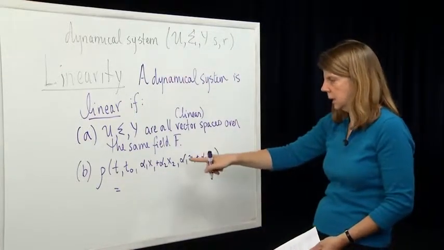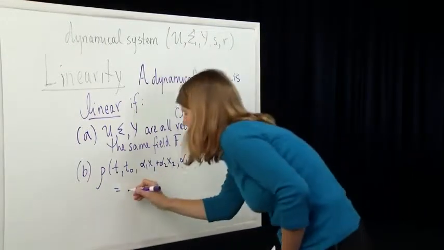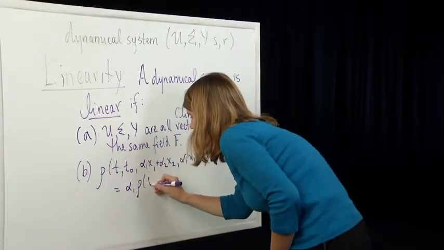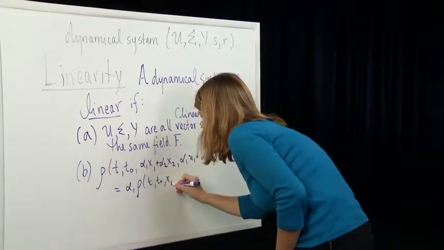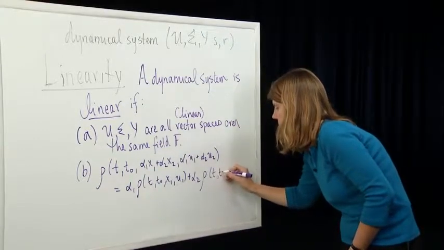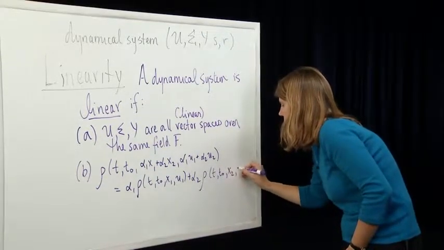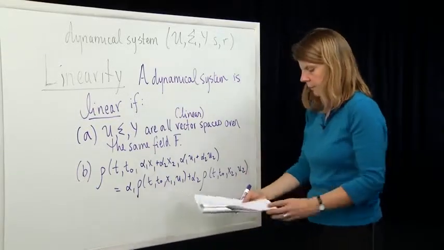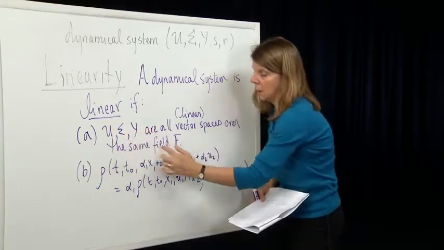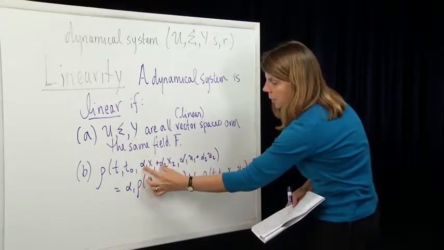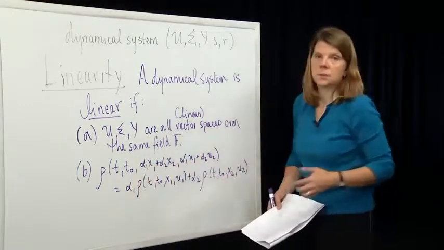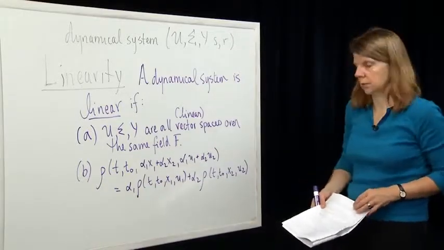If the system is linear, then the response function has to satisfy the following. So that's equal to alpha 1 rho at t0 x1 u1 plus alpha 2 rho at t0 x2 u2. Okay, so you can see immediately why we need to define u, sigma, and y over the same field F, because it's the same coefficients we're using for the state space, for the input space, and then for the output space. That alpha 1 and alpha 2 are the same in all of those cases.